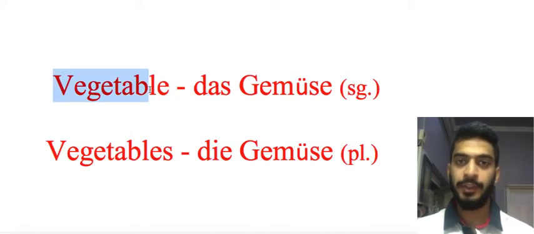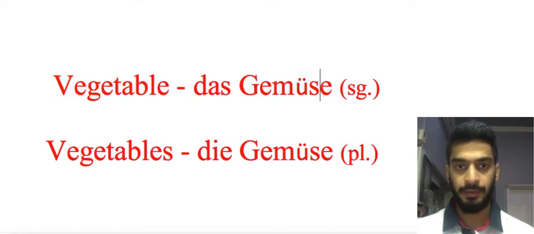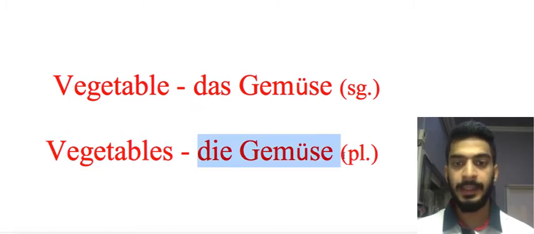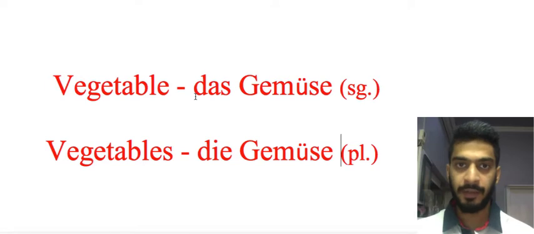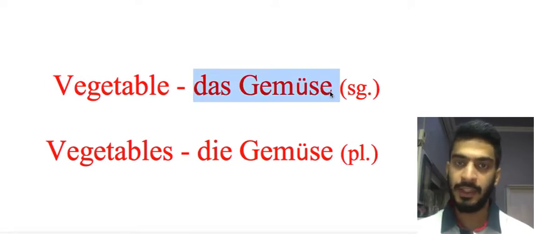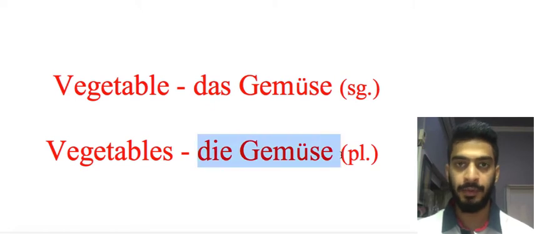First, we have the translation for the word vegetable. The word is das Gemüse. The word is in singular form. Then plural, vegetables. The word is die Gemüse. As we can figure it out, both the words have the same spelling, das Gemüse, plural, die Gemüse.